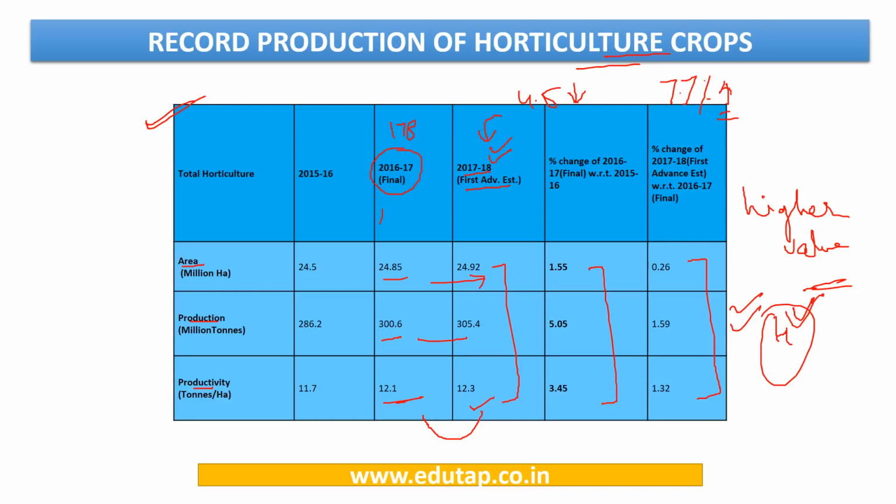The total horticulture production in the country is about 305.4 million tons, and it is 1.6% higher than the previous year and about 8% higher than the past 5 years average production. So from this data what we basically conclude is that horticulture crops are being more and more produced in the country, which is a positive sign, and this could help to meet the target of doubling the income of farmers by 2022 as envisioned by the Prime Minister of India.